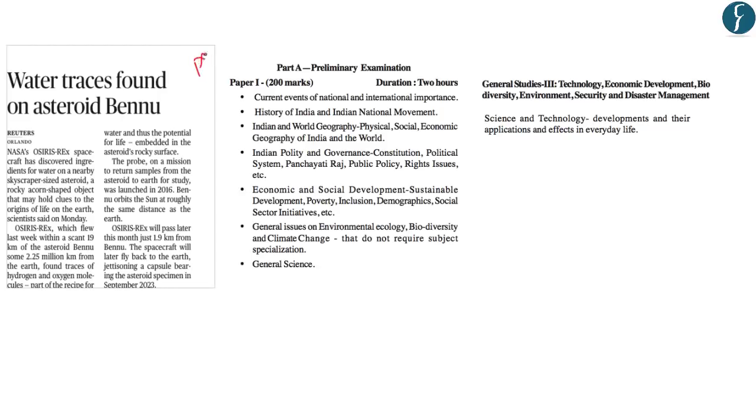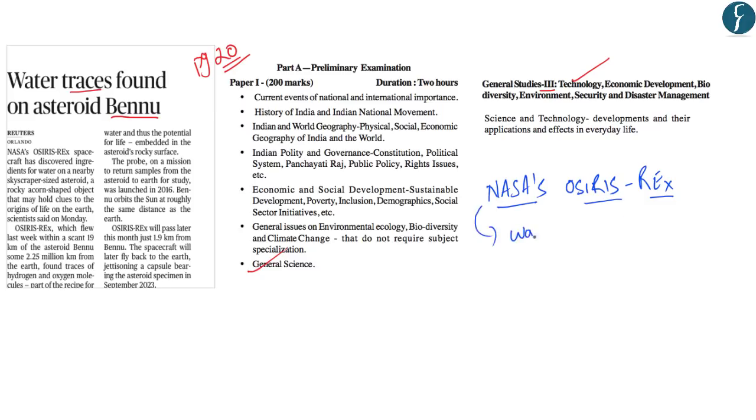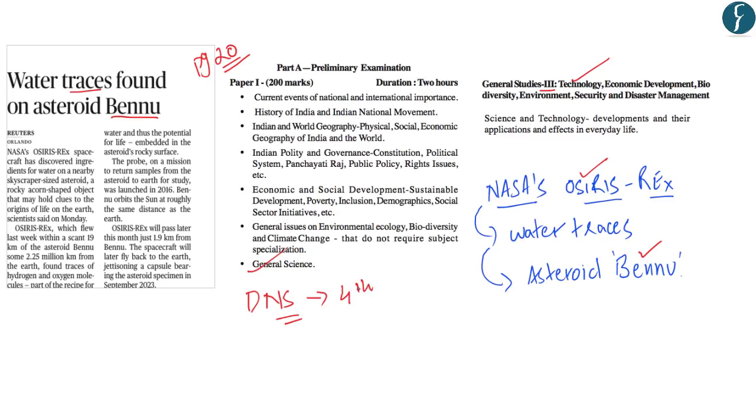This news article has been taken from page number 20 and is talking about water traces found on asteroid Bennu. Under prelims, it is a part of your science and technology, and in mains, under paper 3, again it will form a part of your science and technology. This news article is reporting that NASA's OSIRIS-REx spacecraft has very recently found evidence of water traces on the asteroid Bennu. The topics of OSIRIS as well as asteroid Bennu have been thoroughly covered under the DNS video dated 4th December. Kindly refer to this video to have more information on these two.